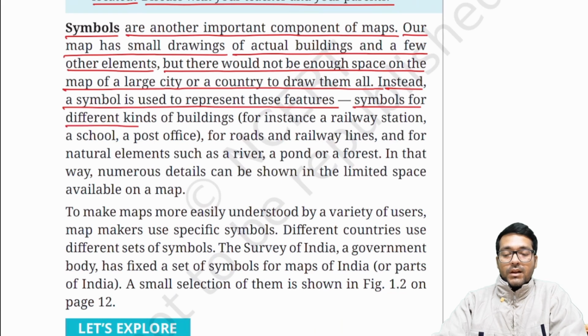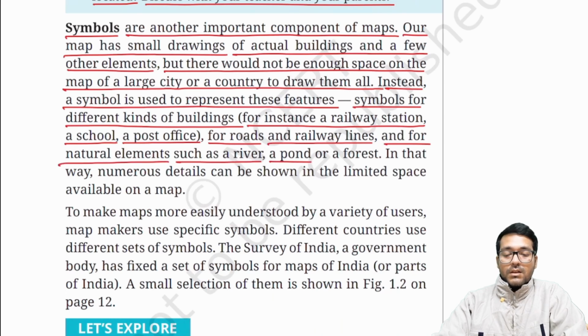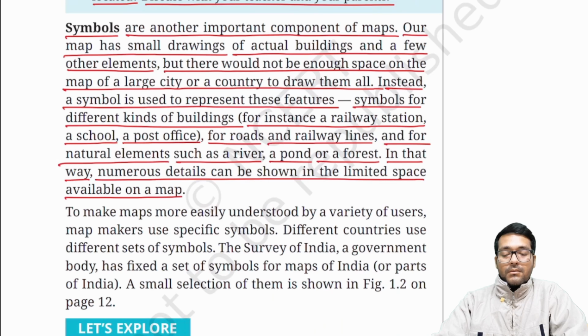Symbols for different kinds of buildings, for instance, a railway station, a school, a post office, for roads and railway lines, and for natural elements such as a river, a pond, or a forest. In that way, numerous details can be shown in the limited space available on a map. To make maps more easily understood by a variety of users, map makers use specific symbols.